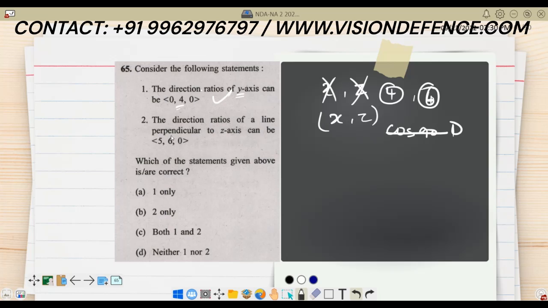This is correct. So the direction ratio of a line perpendicular to the z-axis can be this, yes, this can be right, because only this is supposed to be 0 and it is 0. So this is also right. So both 1 and 2 are correct. Okay, now to the next question.